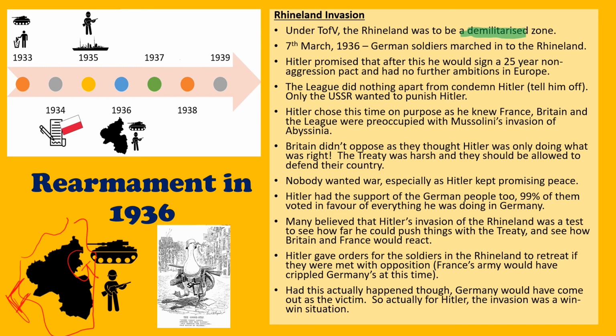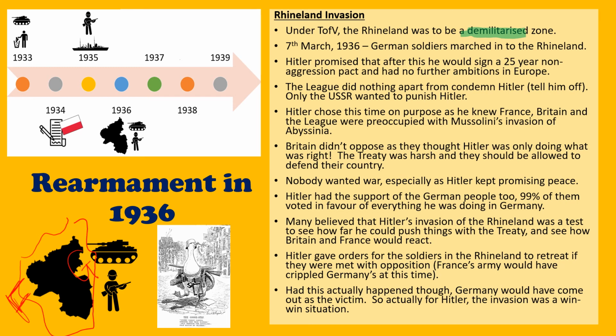Remilitarize the Rhineland without any opposition, boom, win. Go into the Rhineland and France are there, then you still win, and France come out looking like the bad people. Because everybody else thinks, well, Britain especially, who are France's closest ally at this time, they think that the remilitarization of the Rhineland is perfectly acceptable. So it's a win-win for Hitler.